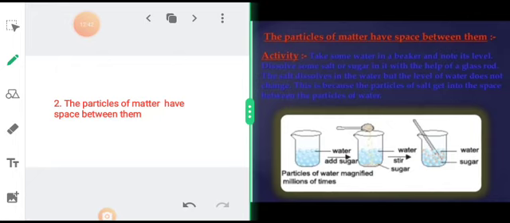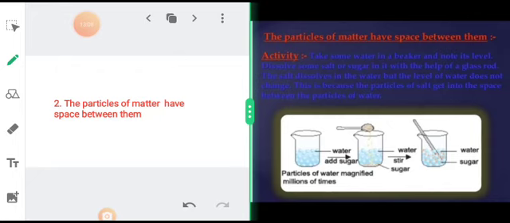Does this word disappear actually hold true in this situation? No. That salt or sugar is very much present, dissolved in water. It has not disappeared. We are not able to see the particles of salt or sugar because they have filled in the space between the particles of water, and that's the reason why the level of water has not risen.